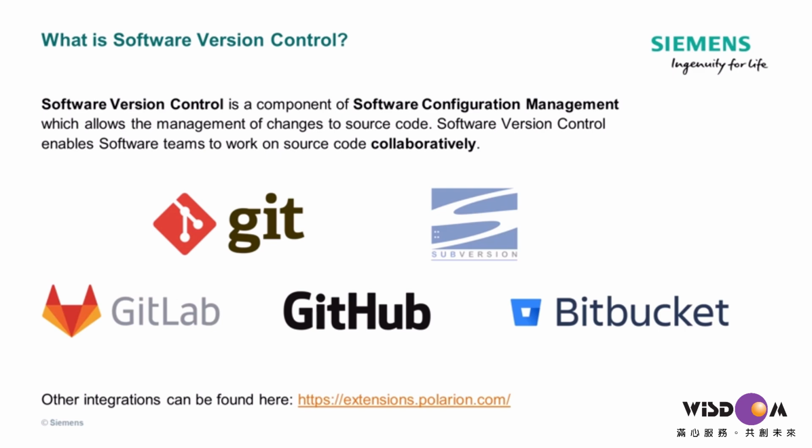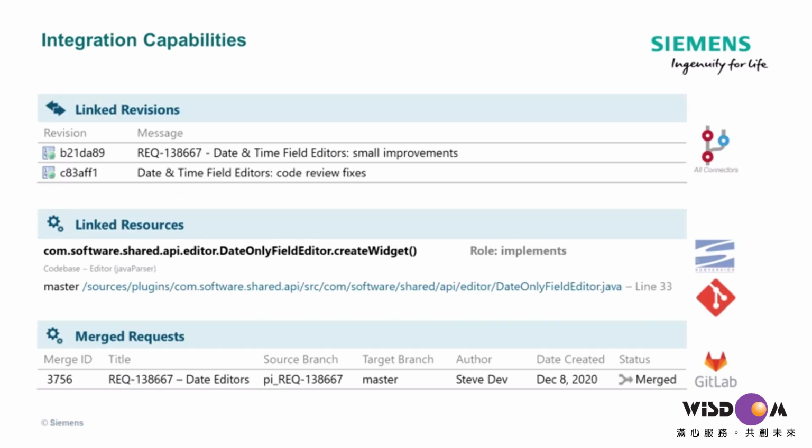Polarion has integrations with many software version control solutions such as SVN, Git, GitHub, GitLab, and Bitbucket. Other integrations, for example Perforce or Plastic SCM, can be installed via the Polarion extension site. The connectors to the different software version control solutions will provide different sets of capabilities.